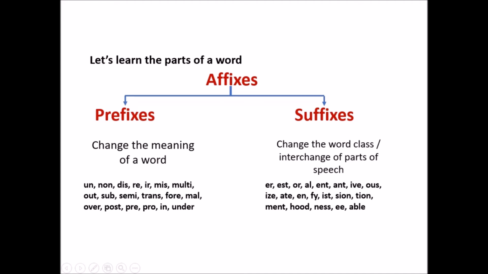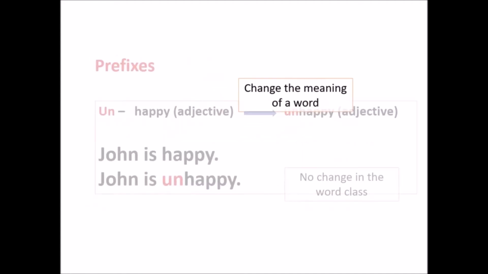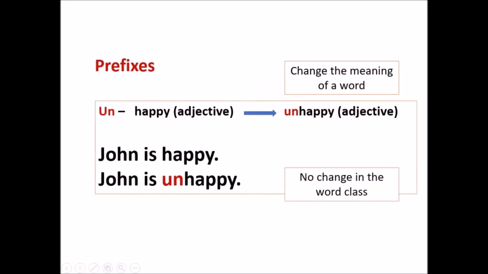Now let's see some more examples. Happy is an adjective. We use an adjective to describe a noun or person. I have added a prefix here, unhappy. It's also an adjective. Let's see an example. John is happy. Happy is an adjective used to describe John. How is he? Happy.